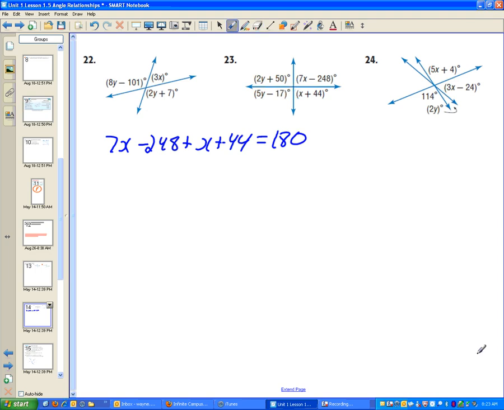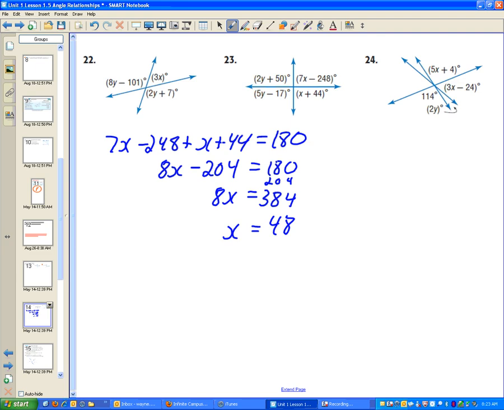So let's do that. Help me out here. What's 7x plus x? And what's negative 248 plus 44? Equals 180. Now I need to add 204 to both sides, right? So what's 180 plus 204? And what's 384 divided by 8? All right? So we've got x.